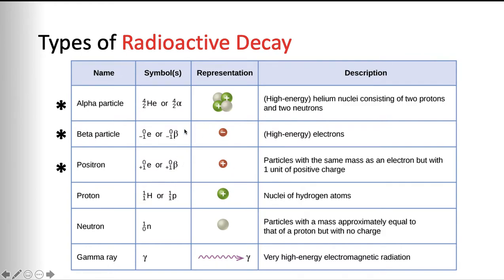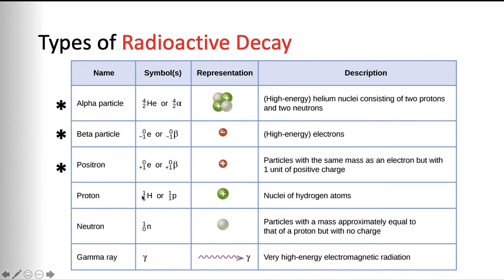The positron is the exact opposite of the beta particle. It has the same mass as an electron, so negligible when it comes to talking about the mass of neutrons and protons, but it's got a unit of +1. It's a positive charge. I know it's kind of interesting to talk about a positive electron, but that's the idea here. You have a particle that has the mass of an electron, but it has a unit of positive charge.